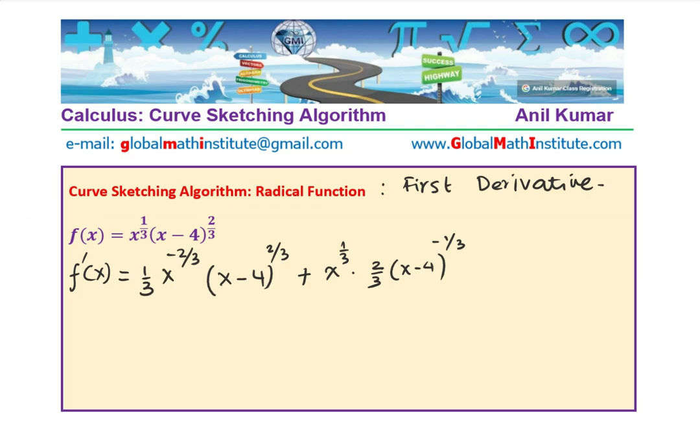That is not a difficult part, but finding the critical number is really difficult, since we need to now factor this, and factoring could be critical. So to factor, we see 1 over 3 is a common factor, right? X to the power of minus 2 over 3 is also common. And you'll see that x minus 4 to the power of minus 1 over 3 is also common, right?